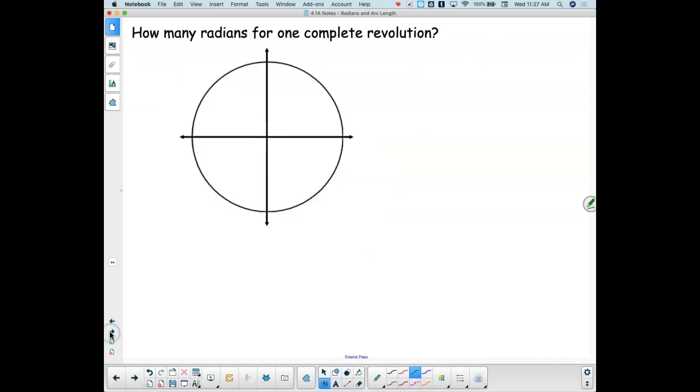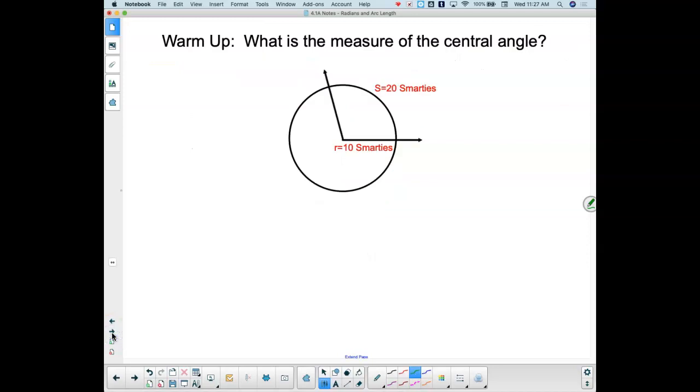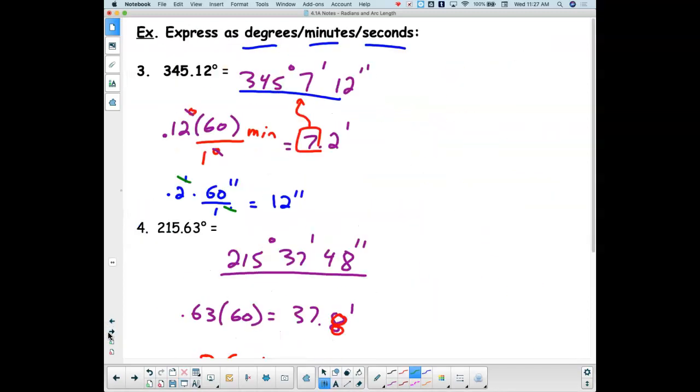Then yesterday we did this quick warm-up. We had 10 Smarties, radius of 10. Hey, if that's 10 and that's 20, there are 2 10s here, 10 and another 10, that's 2 of them. So hey, what does that make theta? That makes theta 2 radians. That's where we were yesterday. Now let's fast forward to where you guys are.